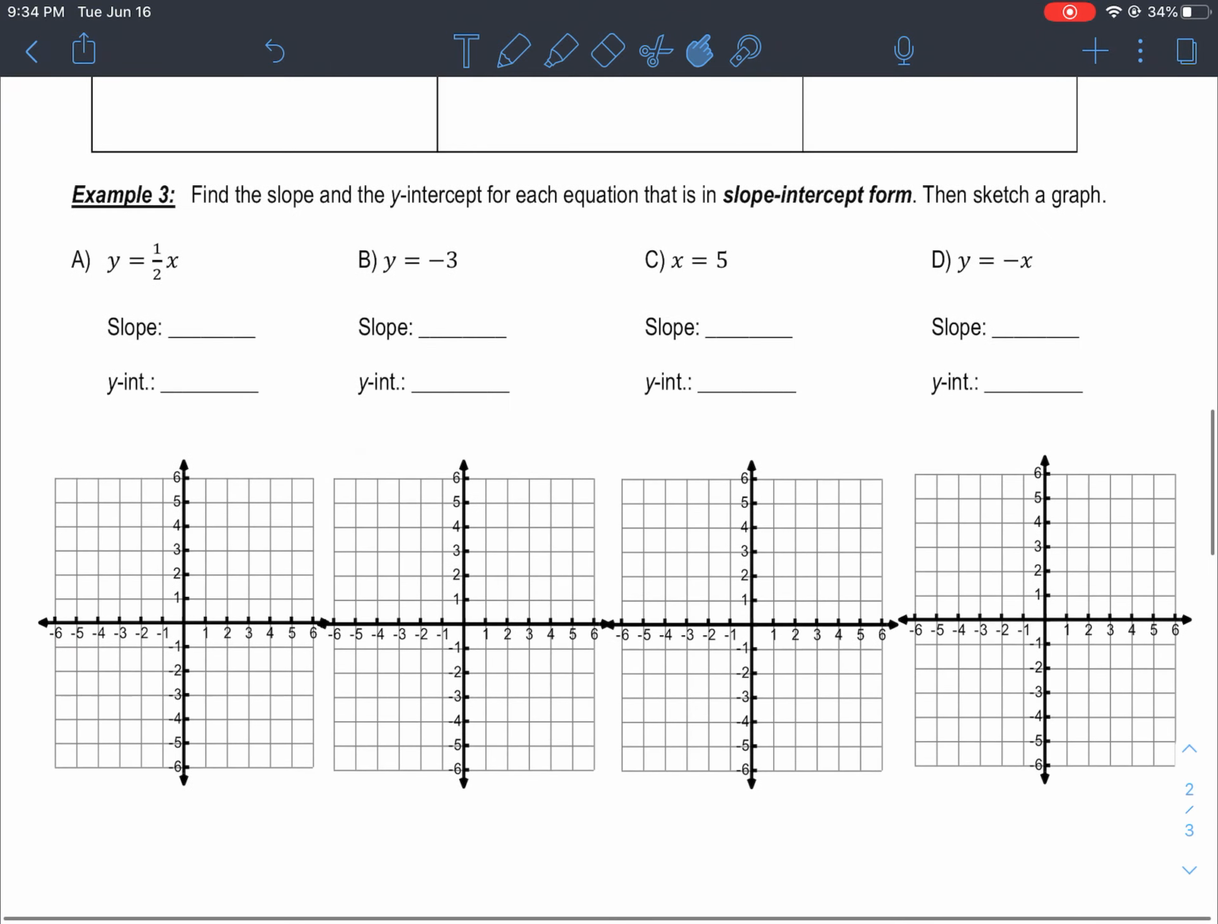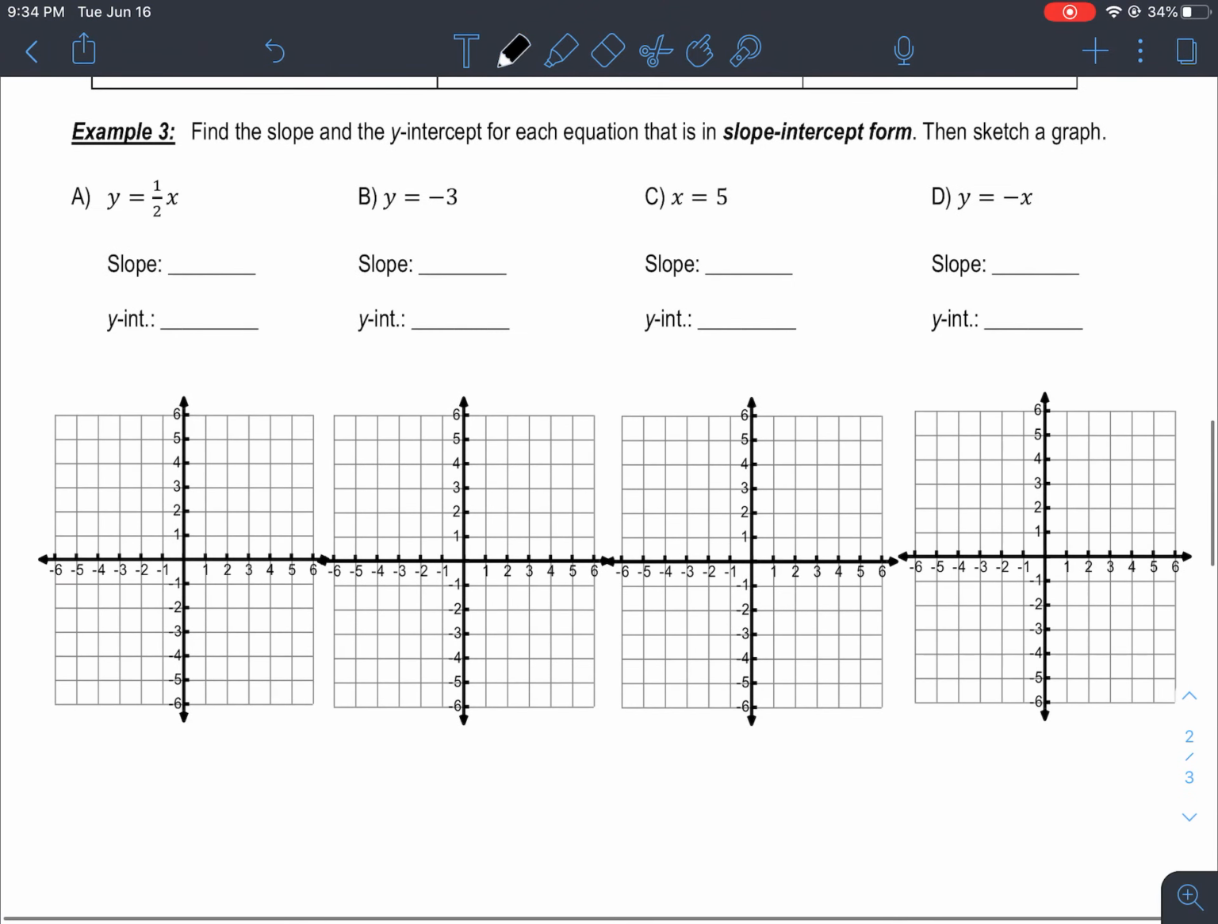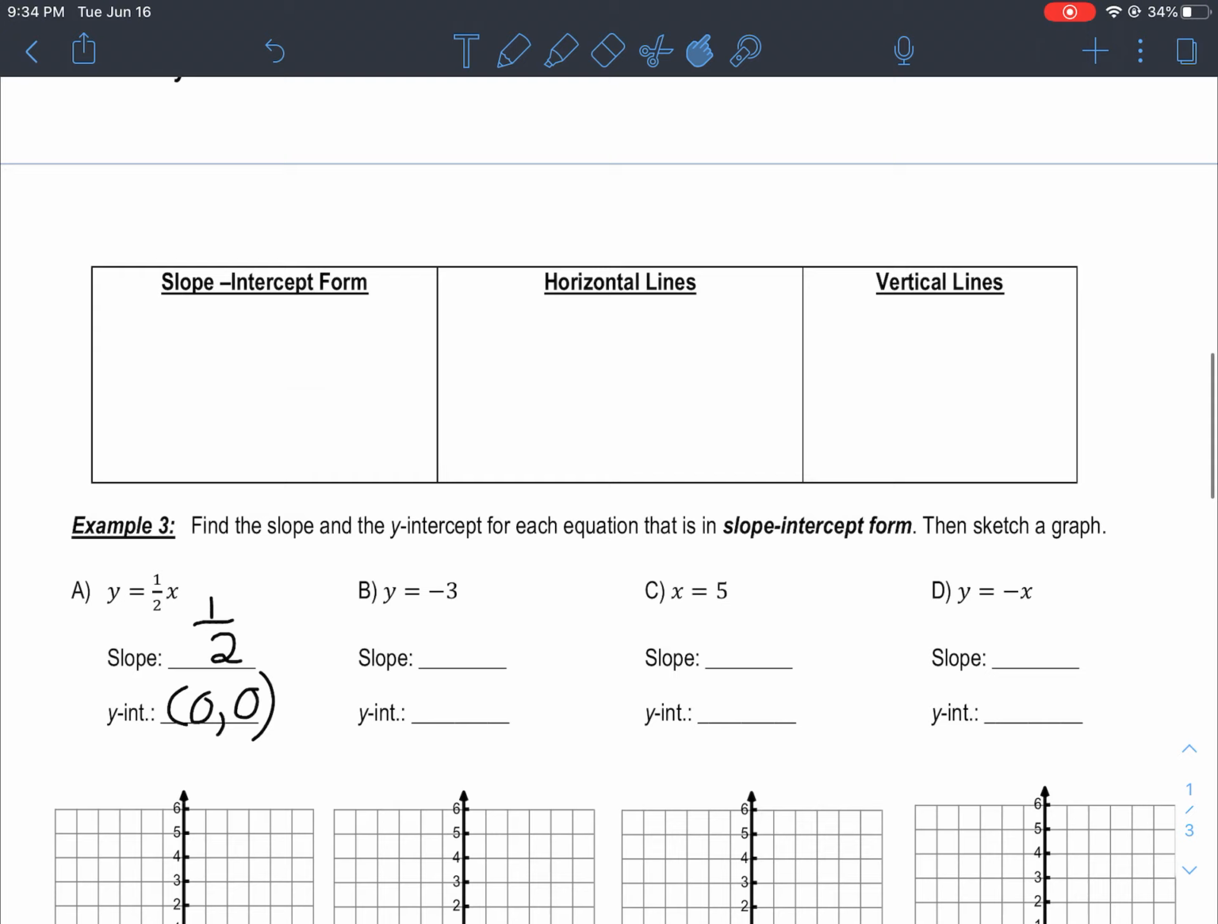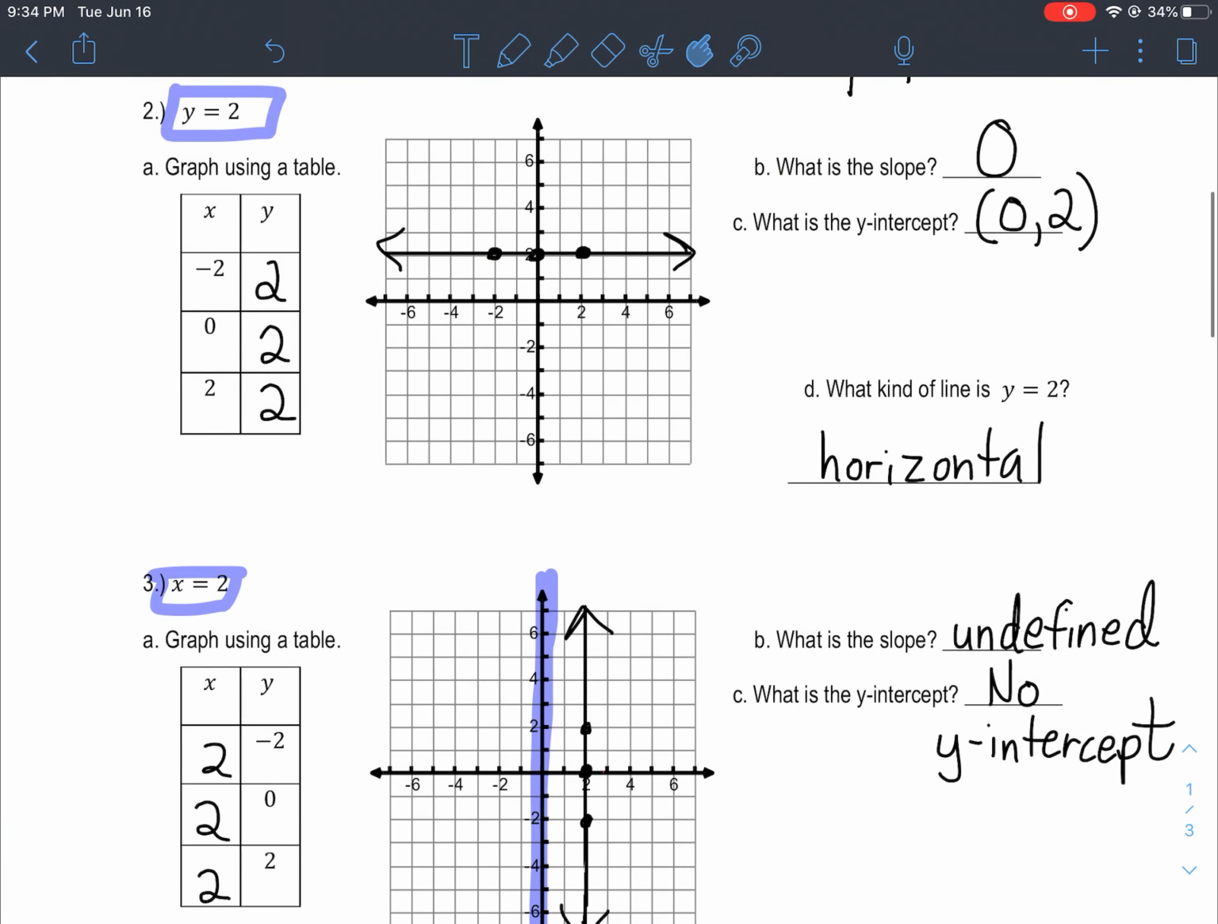Okay, so now taking a look at our examples, we are going to graph each of these equations in slope-intercept form. Okay, so our slope is in A, 1/2, and we don't see a y-intercept, so it is 0. In B, well, maybe we should graph it first, or if you remember, when you have y equals, so take a look up here.